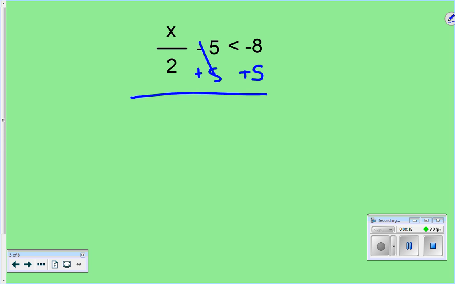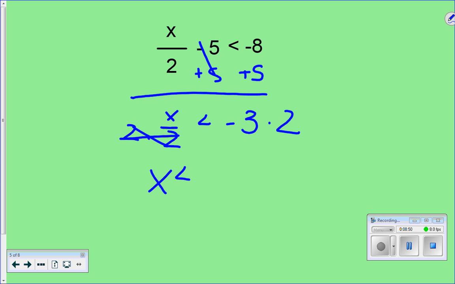So then I have x divided by 2 is less than, let's see, negative 3, right? Before, I had multiplication and I had to divide to get rid of stuff. But what do I have now? I have division. What do I have to do to get rid of that 2? I have to multiply, do the opposite. So I have to times 2 over here. Did I multiply by a negative number? No. Is 2 negative? No. So I don't have to change anything. So x is less than negative 6.